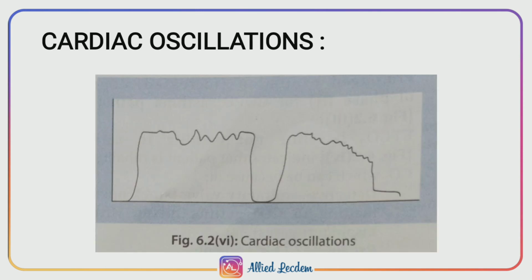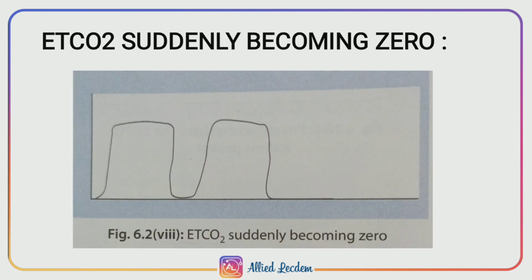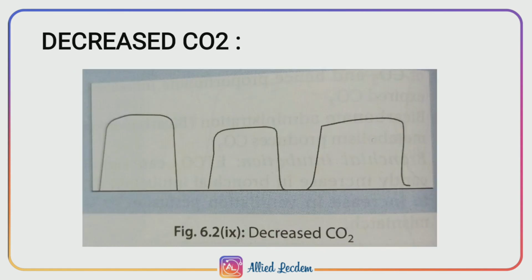The waveform in case of any cardiac oscillations. In case of increased EtCO2, the waveform will be prolonged above 40. The EtCO2 suddenly coming to 0. The waveform in case of a decreased CO2.